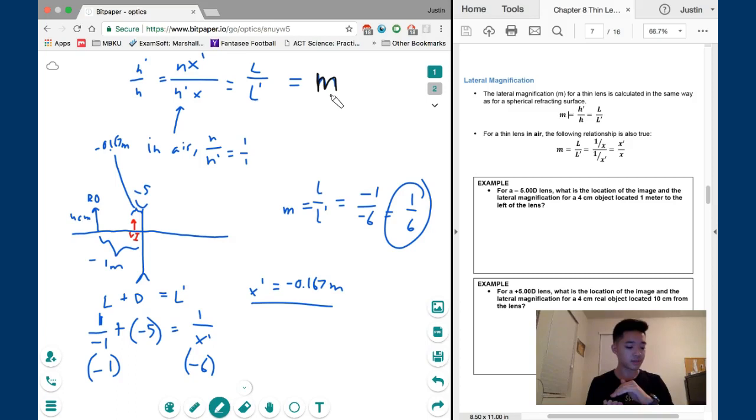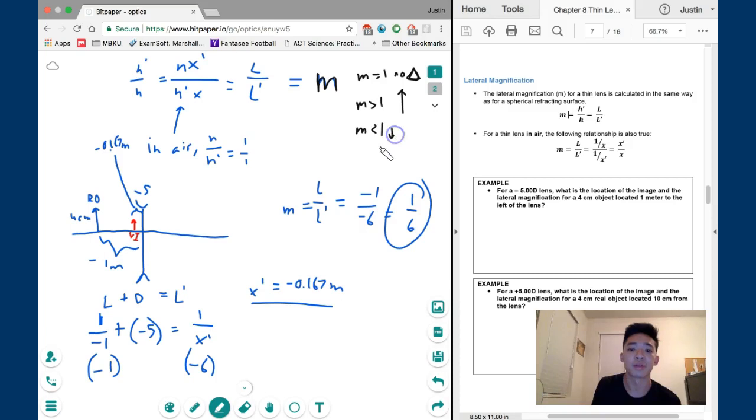So if m is 1, then that means no change. This delta just means no change. Like the size of it stays the same, and m greater than 1 means that it was magnified, right? And then an m that's less than 1 means it was minified. And if an m is negative, that means it was kind of flipped over the optic axis. So we call that inverted.